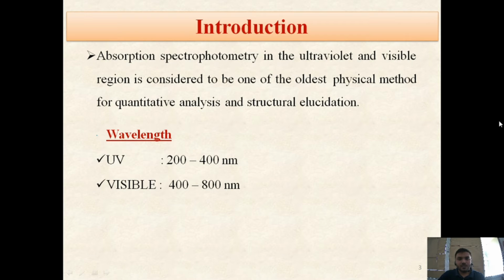Introduction. Absorption spectrophotometry in the ultraviolet and visible region is considered to be one of the oldest physical methods for quantitative analysis and structural elucidation. Wavelength: ultraviolet 200 to 400 nanometer, visible 400 to 800 nanometer.